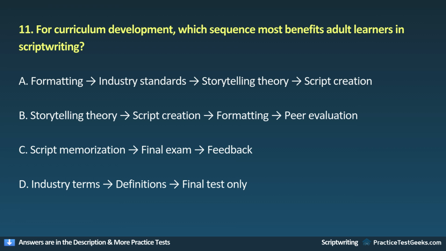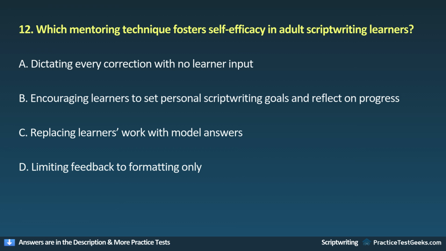11. For curriculum development, which sequence most benefits adult learners in scriptwriting? A. Formatting, industry standards, storytelling theory, script creation. B. Storytelling theory, script creation, formatting, peer evaluation. C. Script memorization, final exam, feedback. D. Industry terms, definitions, final test only.